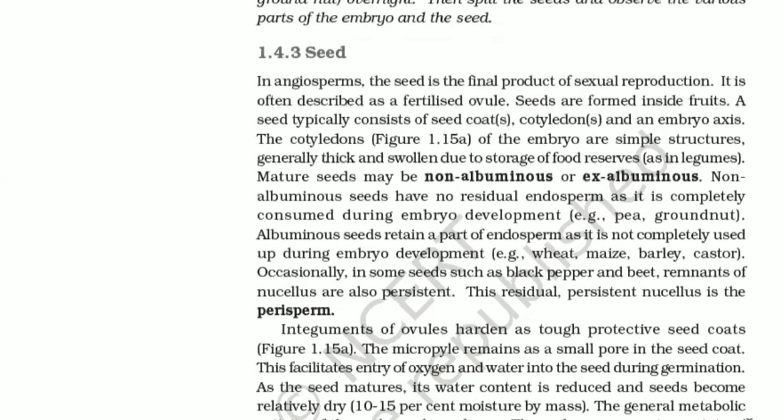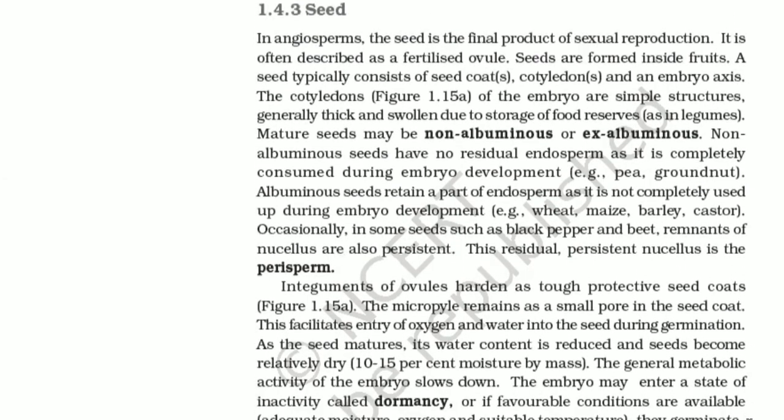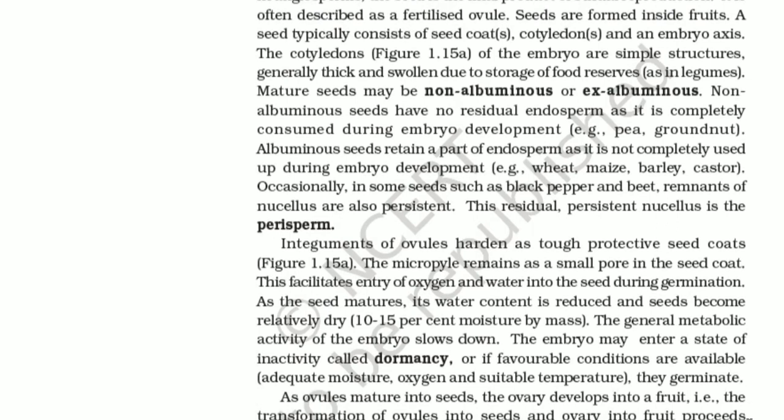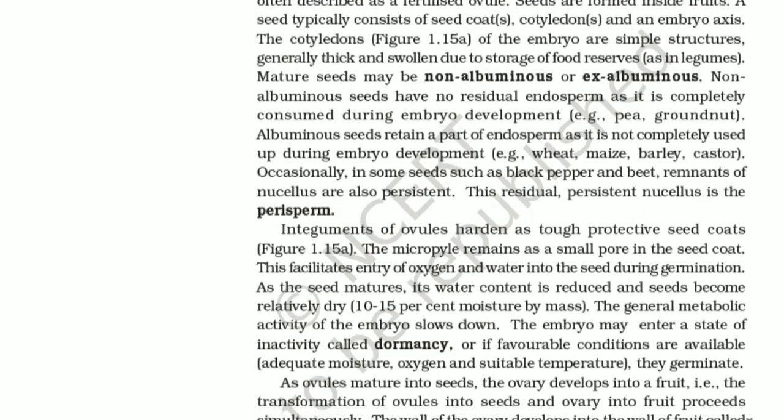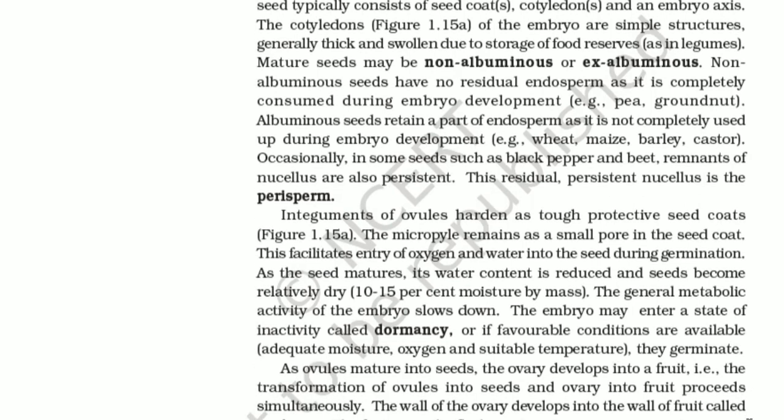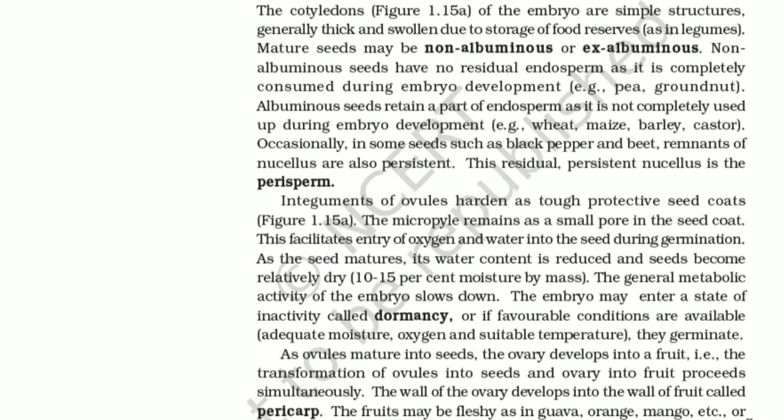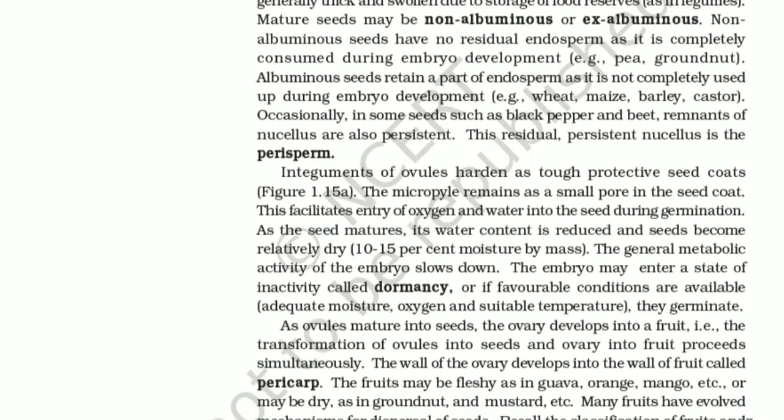1.4.3 Seed. In angiosperms, the seed is the final product of sexual reproduction. It is often described as a fertilized ovule. Seeds are formed inside fruits. A seed typically consists of seed coats, cotyledons, and an embryonal axis. The cotyledons, as shown in figure 1.15a, of the embryo are simple structures, generally thick and swollen due to storage of food reserves, as in legumes.